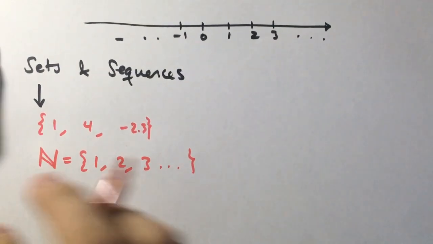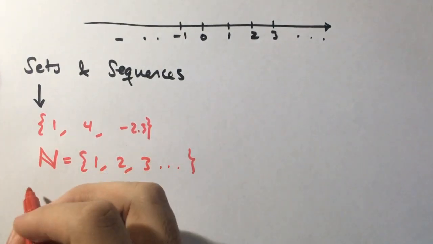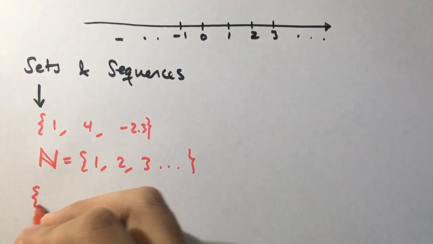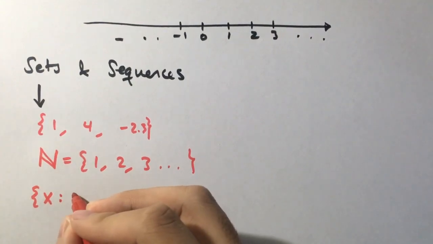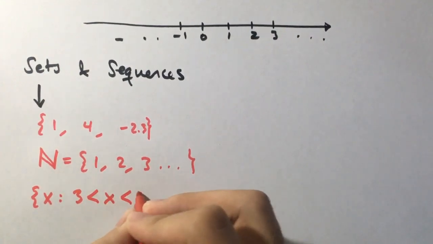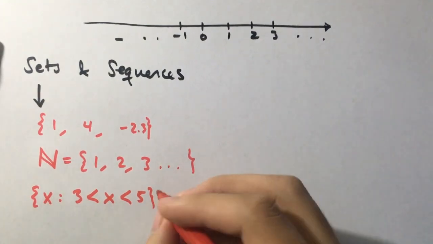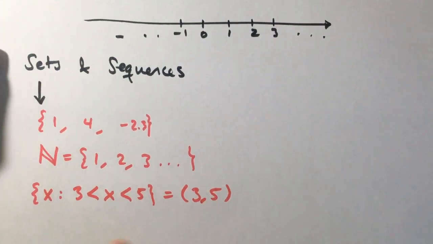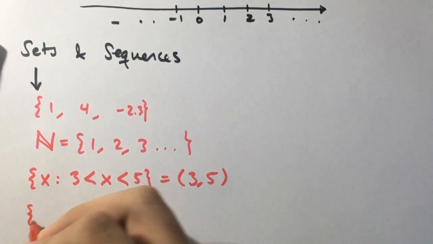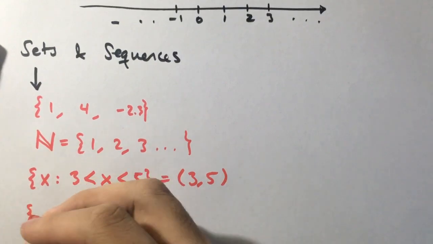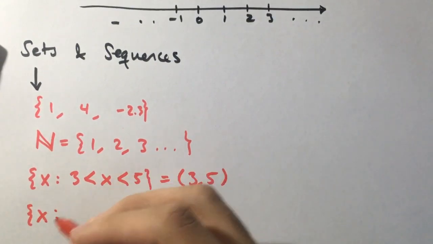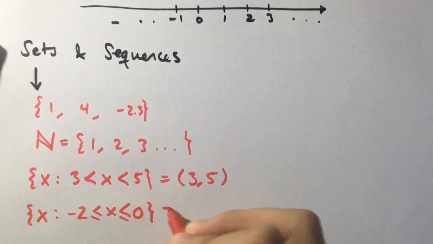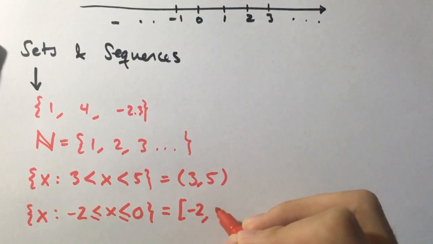Or you can have a set which is, for example, a set of all the numbers between 3 and 5, right? So you can have a set of all the numbers such that it is between 3 and 5, exclusive, not including 3 and 5 itself. Sometimes also denoted by this, I'm not sure if this is actually the correct notation for it, but yeah. You can also have something that actually includes the endpoints. So for example, maybe from -2 to 0, something like that, usually denoted by that.